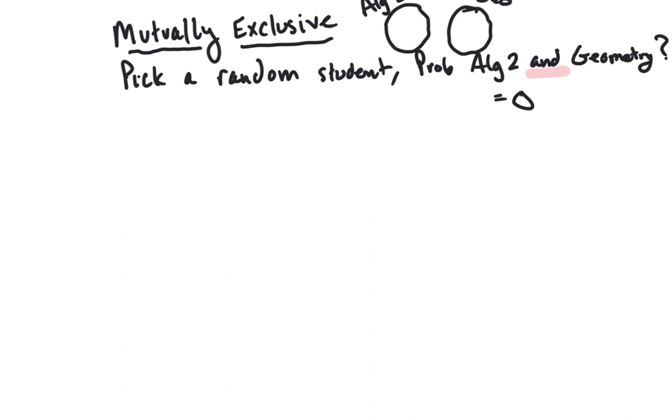Okay? So, you have a deck of cards and you pull one card. What's the probability it's a king and a 2? Well, 0. You can't get a king and a 2, right? Drawing one card. So it's two events that it's impossible for them to occur at the same time.